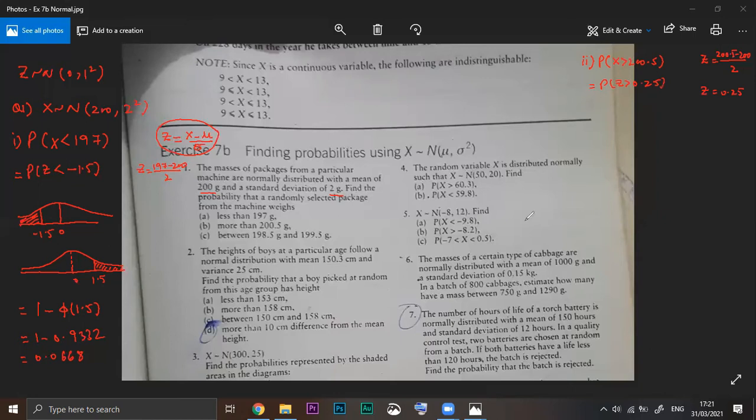First of all, we will draw the normal distribution curve to locate the value 0.25: 0 in the middle, 0.25 on the right hand side, and z is greater than 0.25. This one is the required probability, the required area. Now how can we write this in terms of phi?